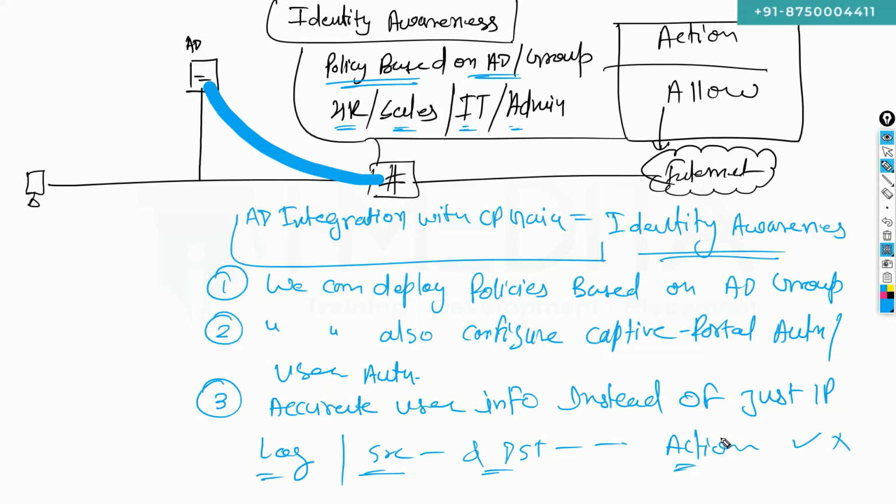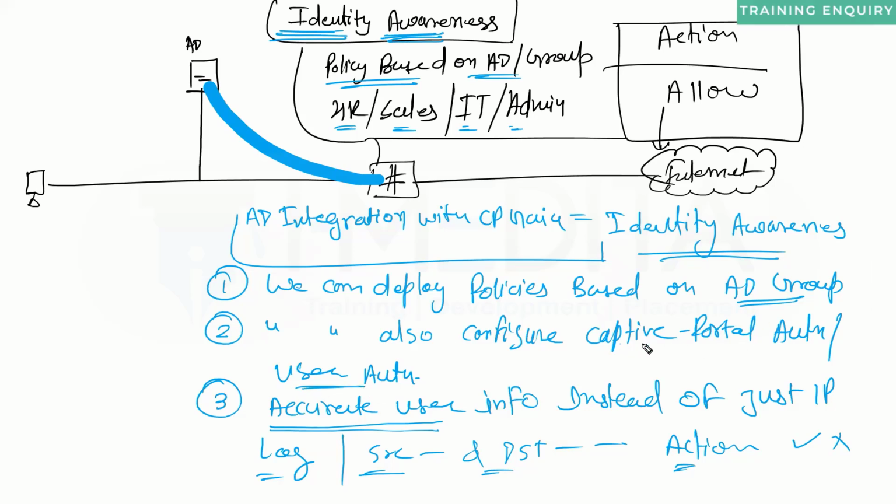But we are not happy with that. We want accurate user information. You can achieve this with the help of identity awareness. If you want to deploy policies based on AD group, you have to use identity awareness. If you want to configure user authentication or captive portal authentication, you have to use identity awareness. And what are we doing in identity awareness? In identity awareness, we are integrating Microsoft AD, or we can say LDAP server, with Checkpoint Gaia.